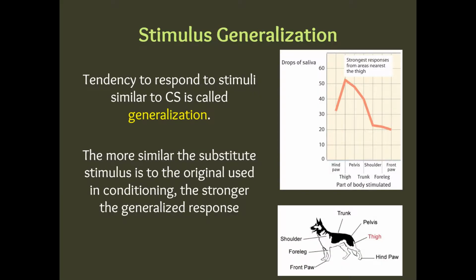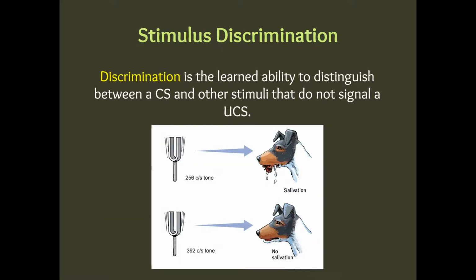Stimulus generalization. This is a tendency to respond to similar stimuli. The more similar the new stimulus is to the original used in conditioning, the stronger the response. Like how much saliva are we getting from a dog if instead of this tone, they are doing a vibration on different parts of the dog? Apparently, dogs hear through their thighs. That's what I'm getting from these graphs. But that's generalization, right? If you hear or see something similar to what you're used to, that can still cause a response.